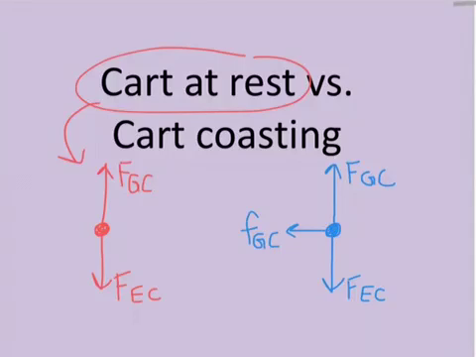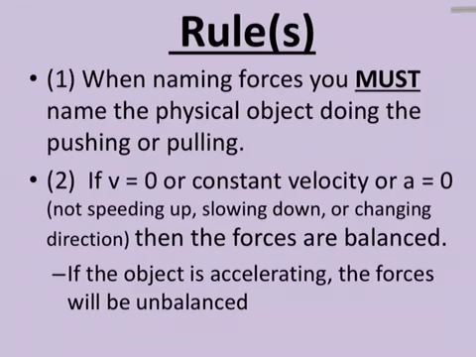So here, this is unbalanced. That means that the cart must be accelerating, and when I say accelerating, it must be slowing down. So just a couple little reminders. When we're naming our forces, you must name the physical object doing the pushing or pulling. And also, if an object has no velocity, or it's moving at a constant velocity, or the acceleration is zero, meaning it's not speeding up, it's not slowing down, it's not changing directions, then our forces must be balanced. If the object is accelerating, then you will have an unbalanced force diagram.